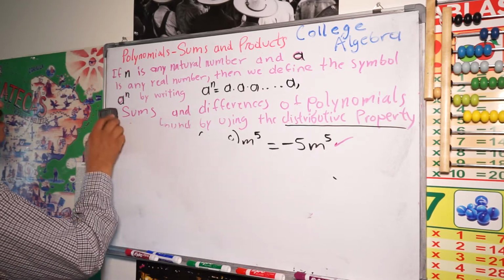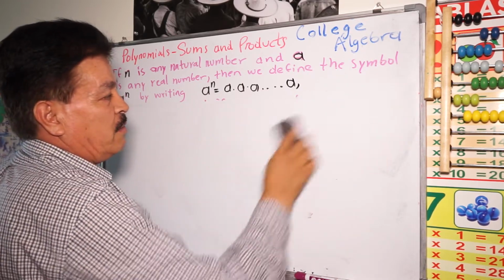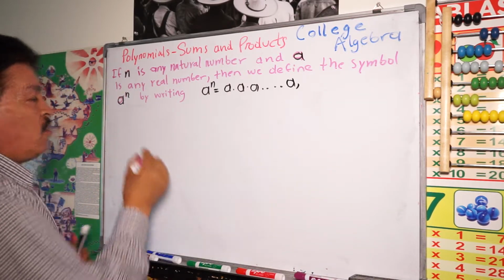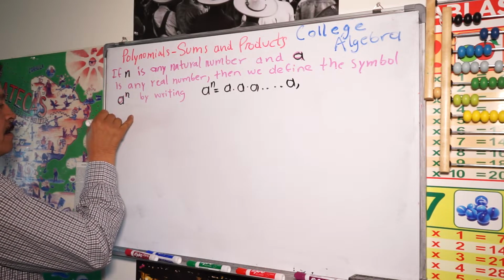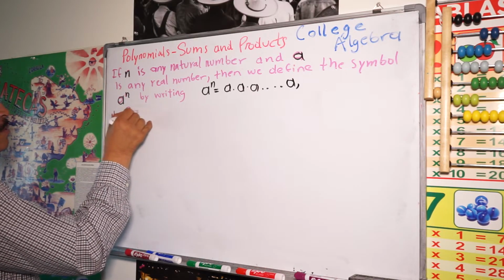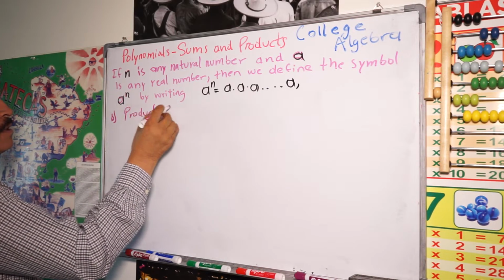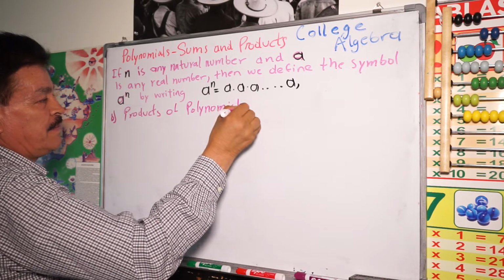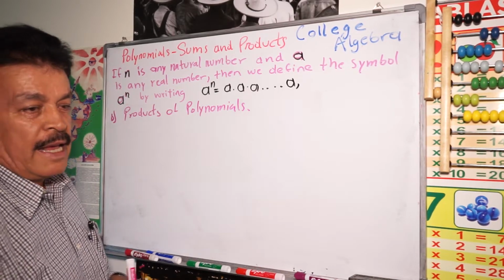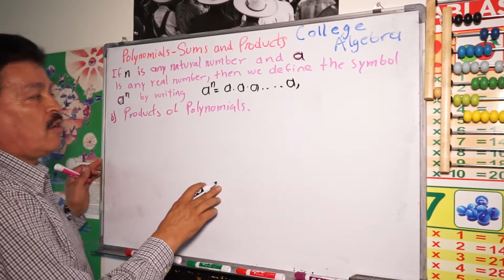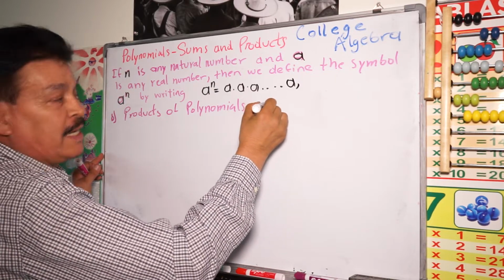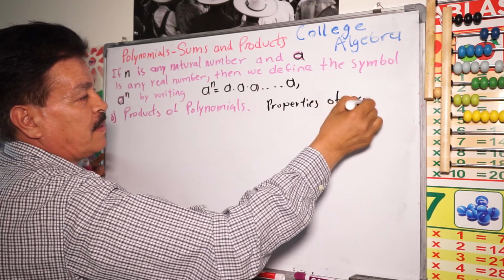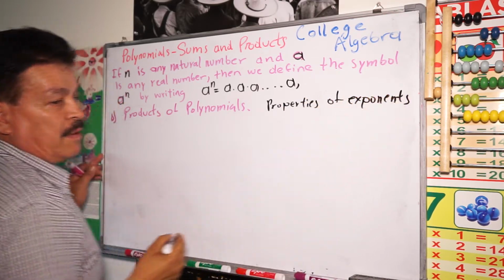Let's go to how to multiply, or let's see the products. We need to review some laws or some rules before. Now let's go to products of polynomials. Here, we have to review properties of the exponents. And we have to review some properties.